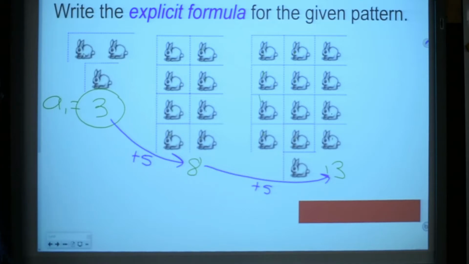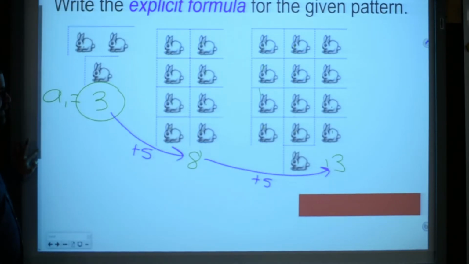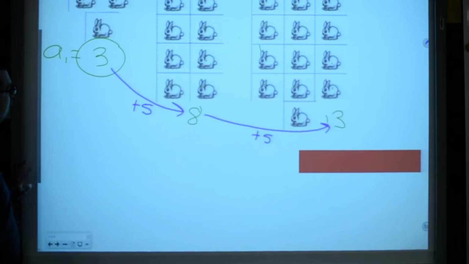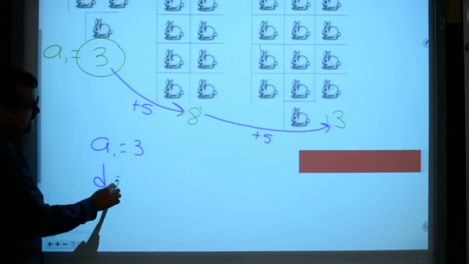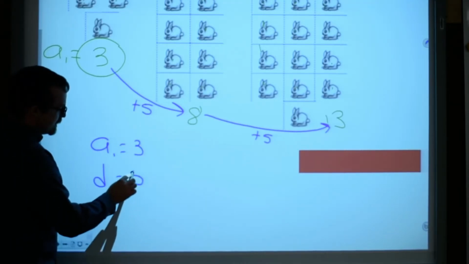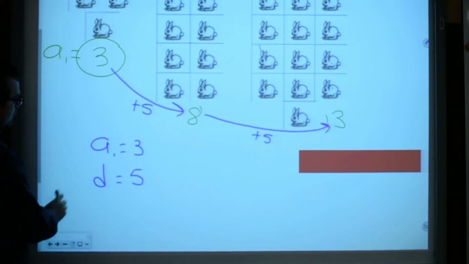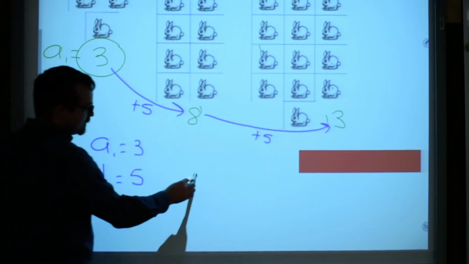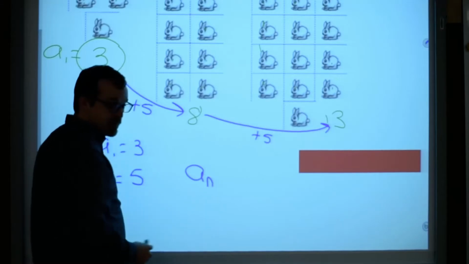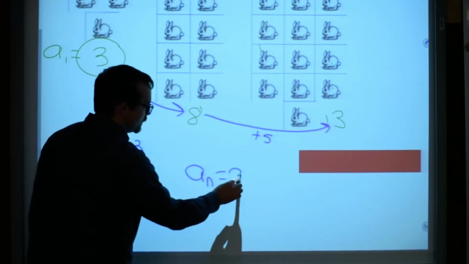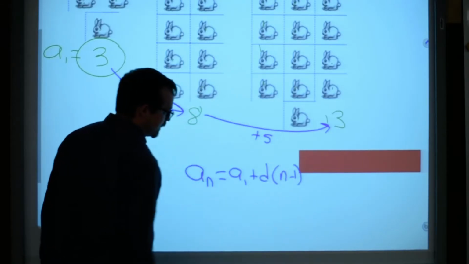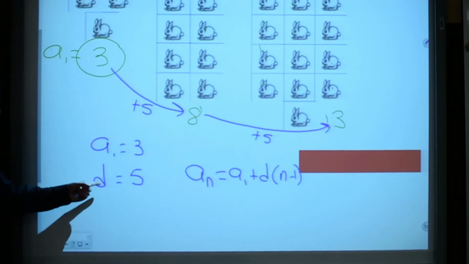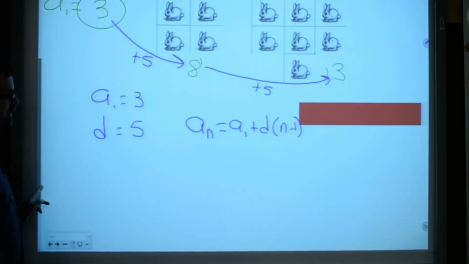So we do have an addition problem here, which means we have an arithmetic problem. We have our first term is 3, and my common difference then is plus 5. We're just going to write positive 5, right? So those are the 2 pieces of information that I need to substitute into my arithmetic formula, which is a sub n equals a sub 1 plus common difference times n minus 1. And just substitute the first term and the common difference, and you can be done with it.